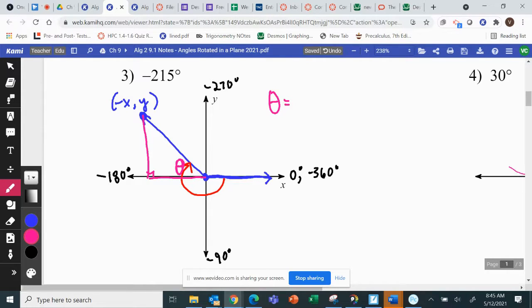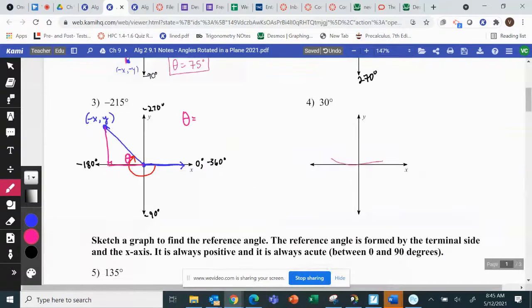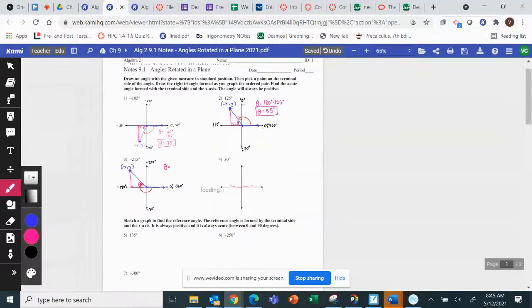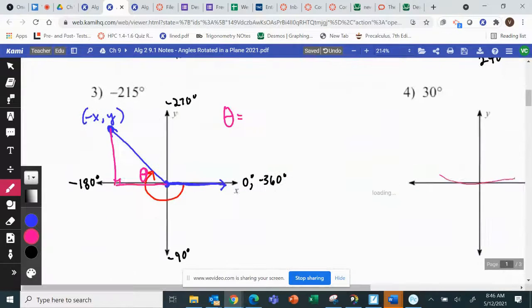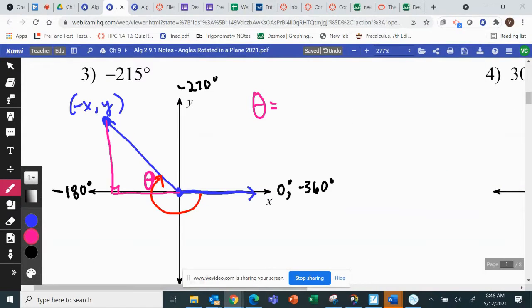Okay, so we literally just did one that looks like this, but how I find theta is going to be different for this one. We just did one in the exact same quadrant, but because the first one was positive and the second one's negative, it's slightly different. You see my red arc and my theta are kind of overlapping. So what I'm going to do to find theta for this one is I'm going to take the 215 and subtract 180 away from it. So that's going to give me that part that's overlapping. So that one would be 35 degrees.